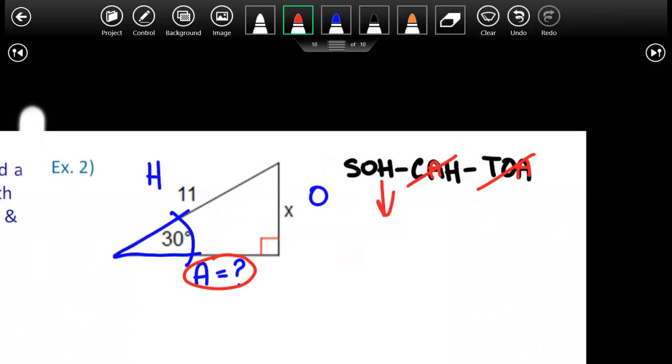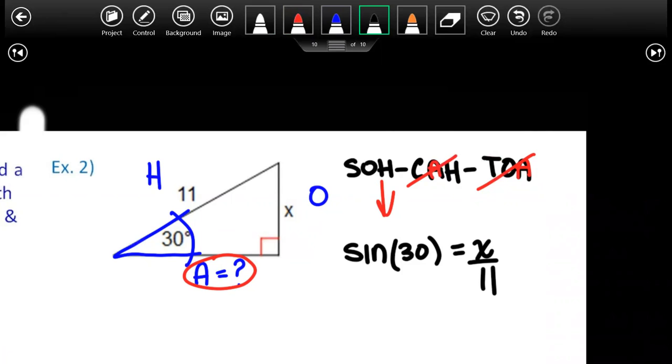Sine. So let's set that up. Sine of 30. It gives us a value this time. This is what we're actually solving this time. Is equal to what? X over hypotenuse. Opposite over hypotenuse.